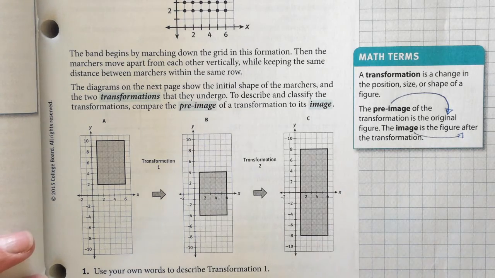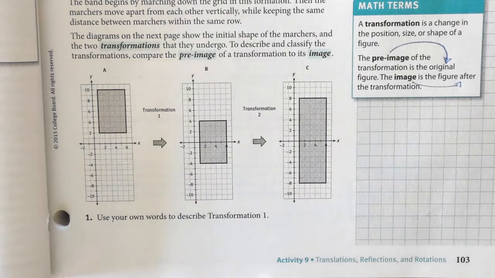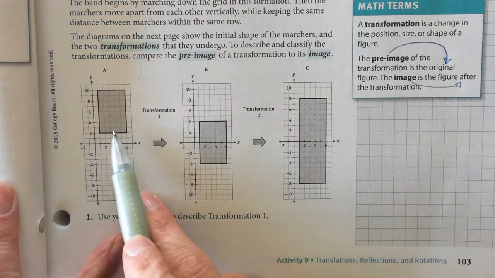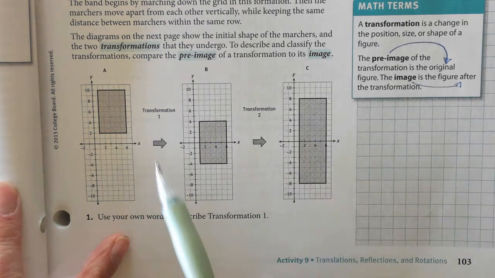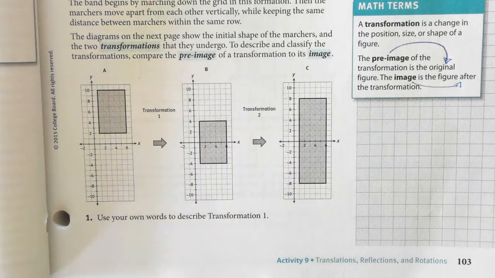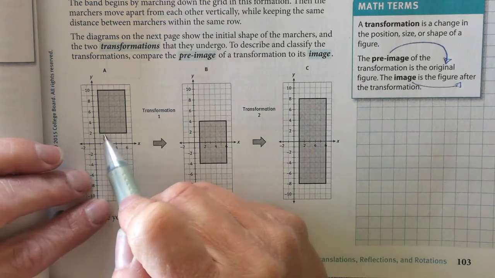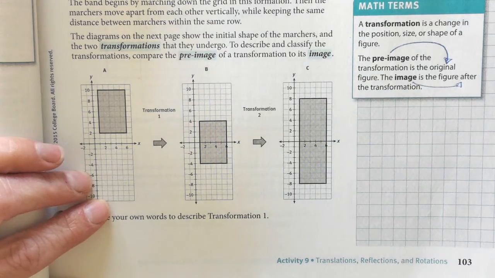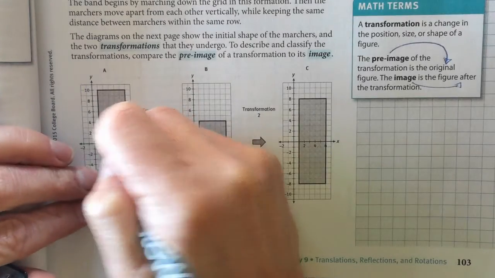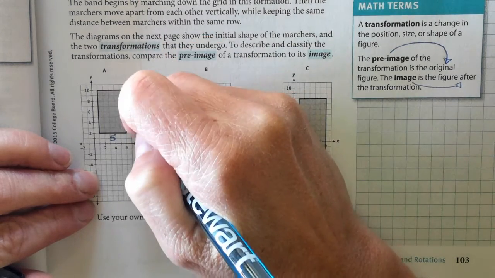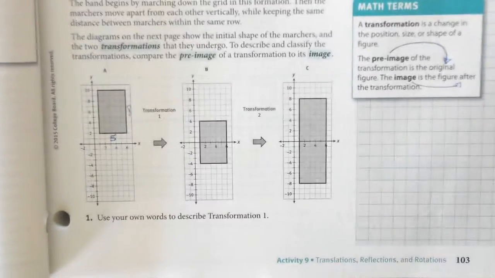So on the bottom of page 103, we have a handy-dandy example that walks us through the concept of a couple of transformations. So check out this first picture on A. This is our pre-image. We want to know, what are we doing to A to turn it into B? Well, let's take a look at some of the characteristics of A. It's 1, 2, 3, 4, 5 steps wide, and then 1, 2, 3, 4, 5, 6, 7, 8 steps tall. So a 5 by 8 rectangle.